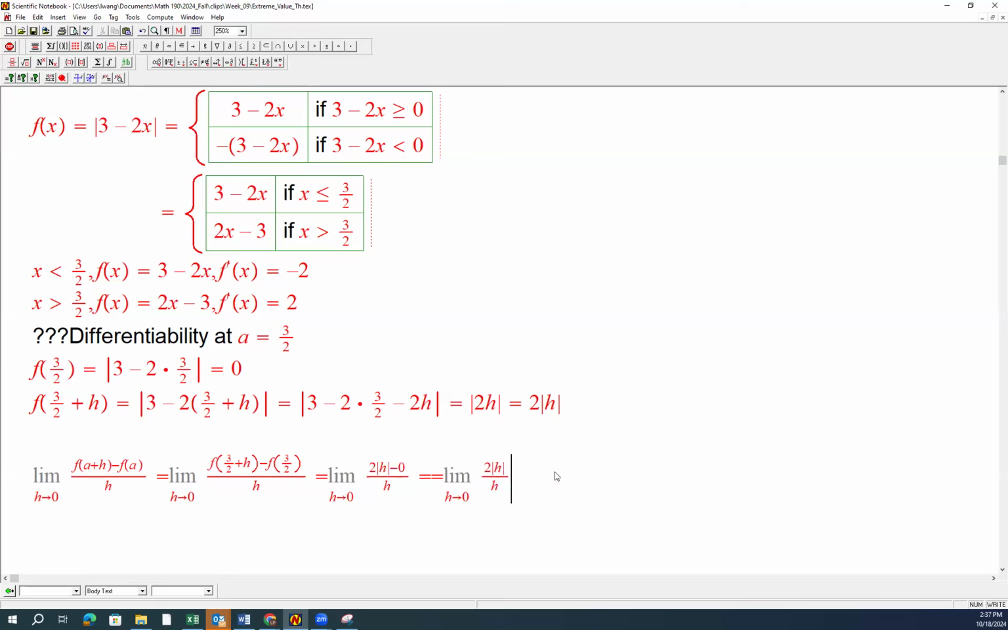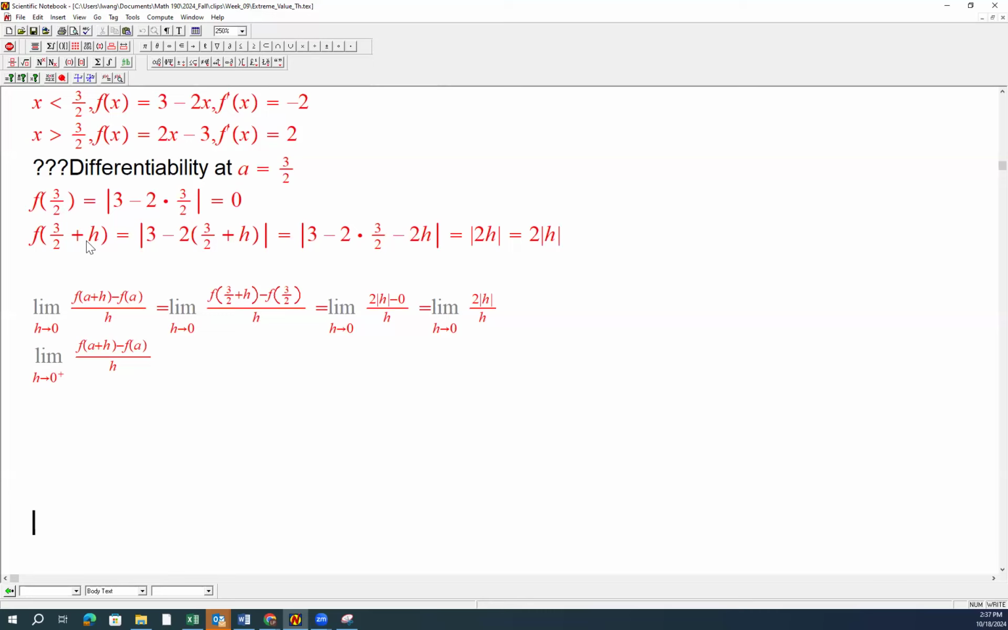How do we find a limit like this? We have to look at the limit from the left and the limit from the right. So this is the limit from larger, and the limit from smaller. Let's put this piece here. So this is the larger.